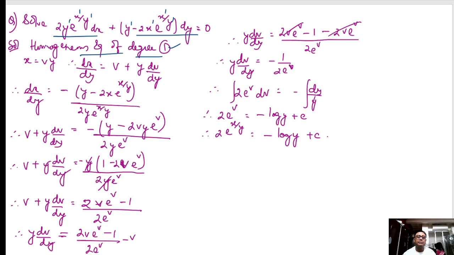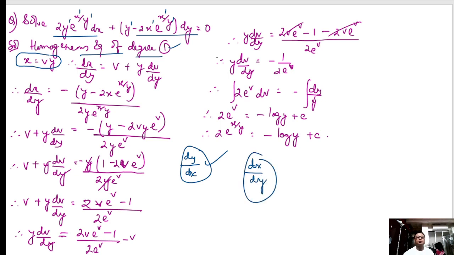Now please watch one thing here. In this we cannot separate dy by dx. So that is why we have to try for dx by dy. That is why you will take it as x equal to vy. Now we will take x equal to vy because we cannot frame dy by dx. So we have to put x equal to vy and separate the dx by dy now.